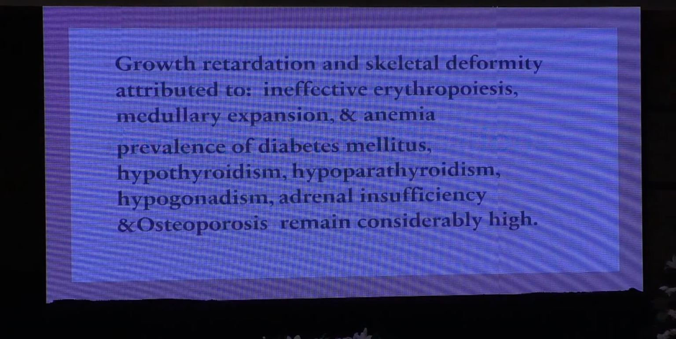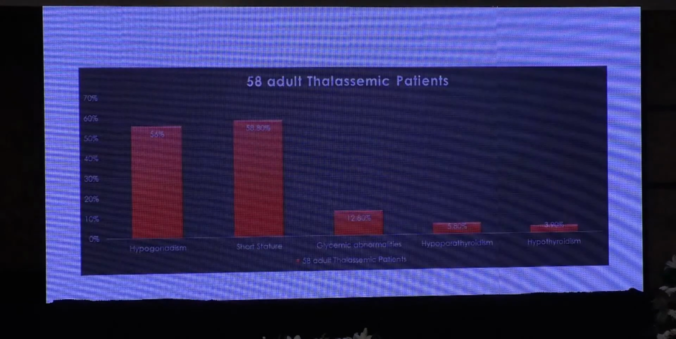What about endocrine complications? Growth retardation and skeletal deformity are attributed to ineffective erythropoiesis, medullary expansion, and anemia. The prevalence of diabetes, hypothyroidism, hypoparathyroidism, hypogonadism, and adrenal insufficiency remains considerably high, with high incidence, particularly in both patient groups, whether transfusion or non-transfusion dependent. We may have other underlying etiologies, including splenectomy and the hemoglobin status, so we may have other underlying etiologies for the occurrence of endocrine abnormality.